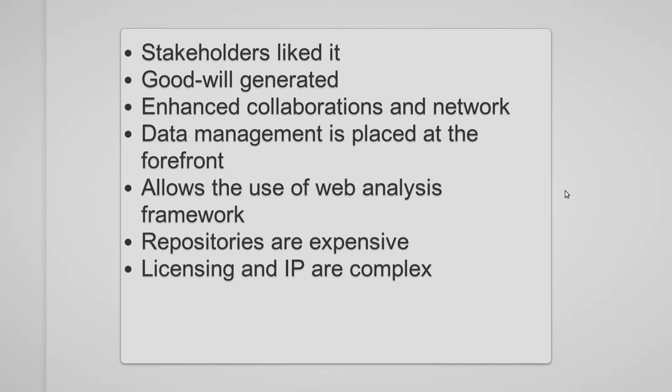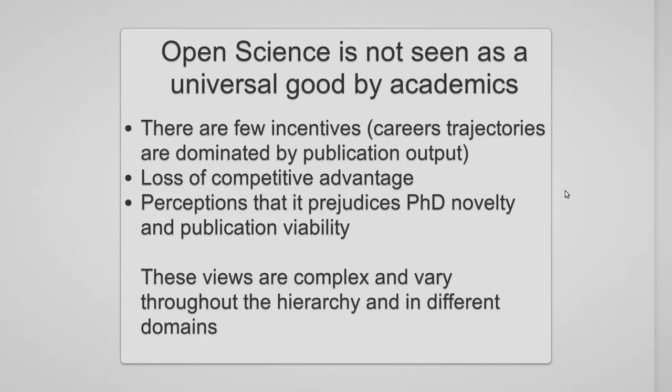We also found out repositories are expensive and difficult to maintain and muster. We do need to resolve that through more institutional bases. Licensing and IP are complex. Open science is not seen as a universal good by academics. There are few incentives. Career trajectories are dominated by publication output, not by producing good data. The two should potentially go hand in hand, but we need to look at that. But this is something that's already understood by the Royal Society and others.